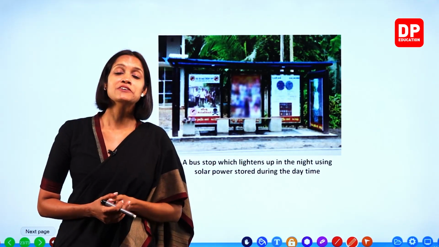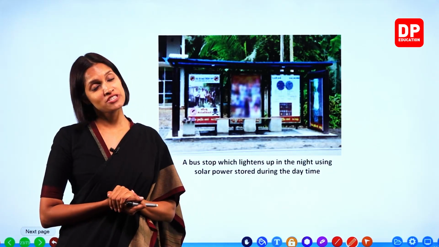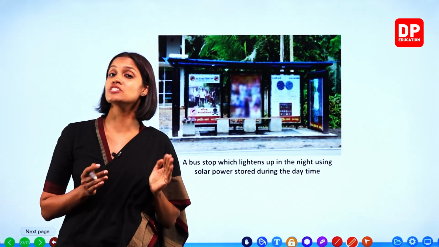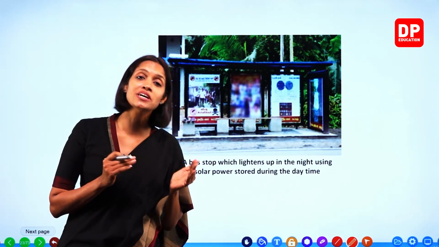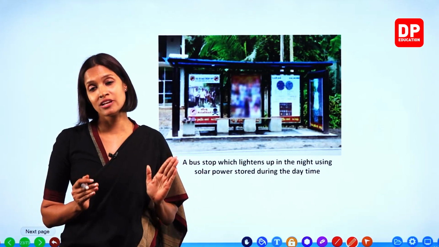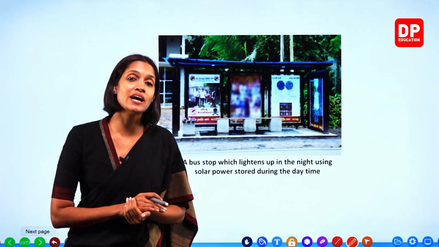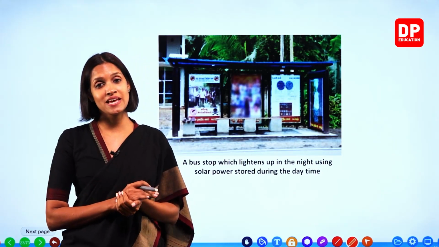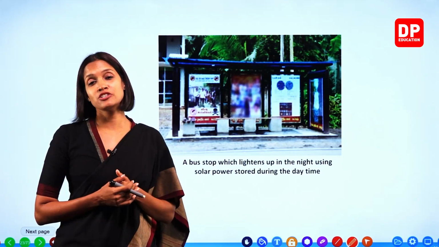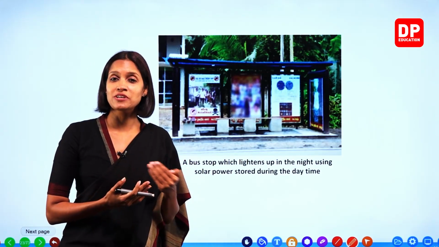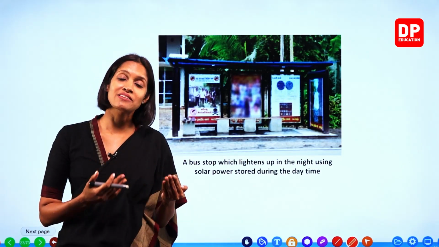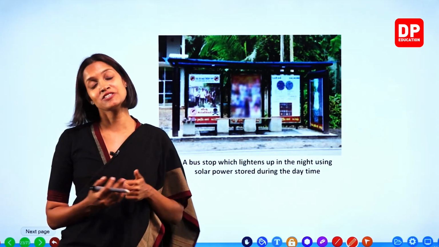Right, children? So we have come to the end of the first chapter of this lesson. In this chapter, we learned about renewable and non-renewable energy sources, and then we learned about solar energy or solar power as a renewable energy source. In the next chapters, we are going to learn about the other renewable and non-renewable energy sources.